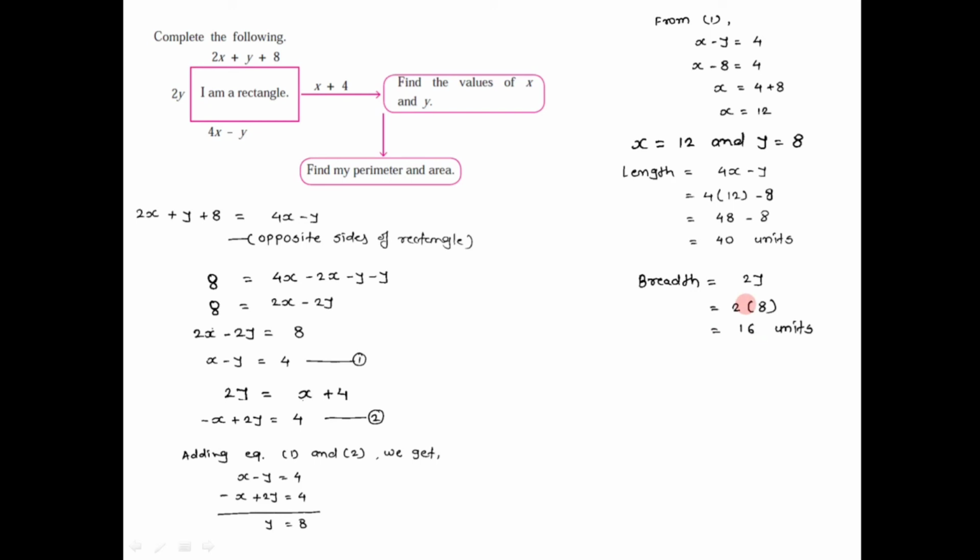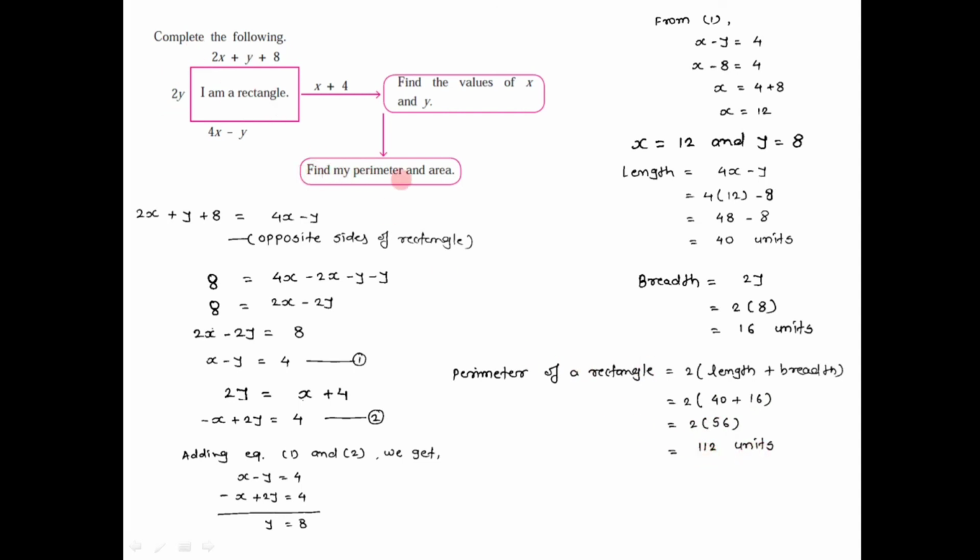Now by using these, we can find its perimeter. We use the formula for perimeter of a rectangle: perimeter is equal to 2 into bracket length plus breadth. 2 into bracket 40 plus 16 units. 40 plus 16, that's 56. 56 into 2, 112 units. So this is the perimeter of the rectangle given.